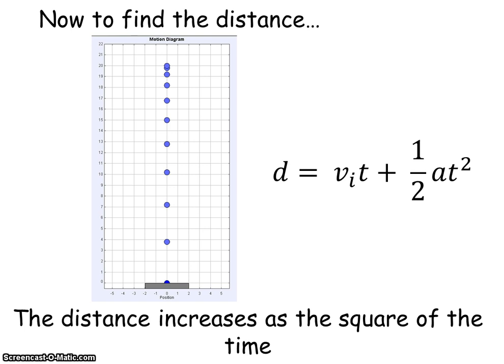Distance is a little more complicated. We recognize all the letters. D equals initial velocity times the time that it falls, plus 1/2 times the acceleration, and the acceleration is usually due to gravity, times the time squared. It looks complicated, but fortunately you won't have to memorize this formula. You will always be given enough information to be able to solve for one of those variables.